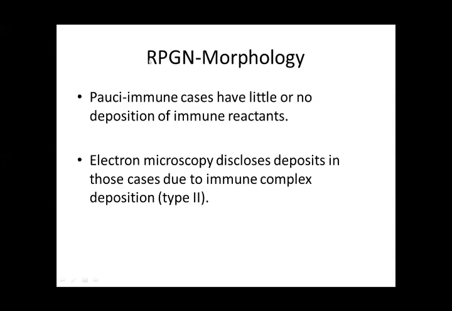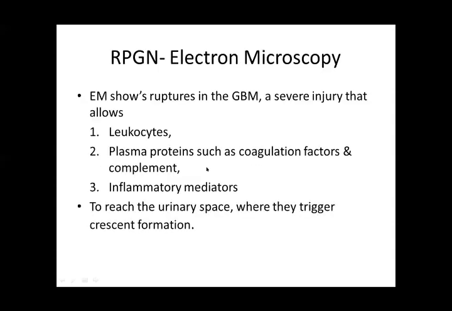Please note, rapidly progressive glomerulonephritis, right? This is caused after nephritic syndrome. Electron microscopy discloses deposits. So if we had an electron microscope, this is all what we will see: that in severe cases, we may find a ruptured glomerular basement membrane, and this will allow the whole cells to cross.